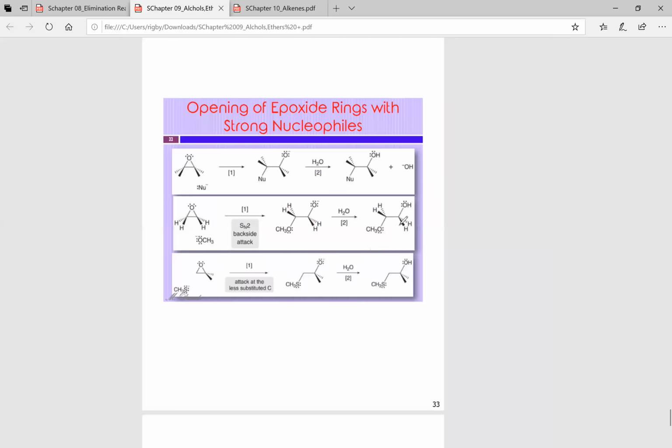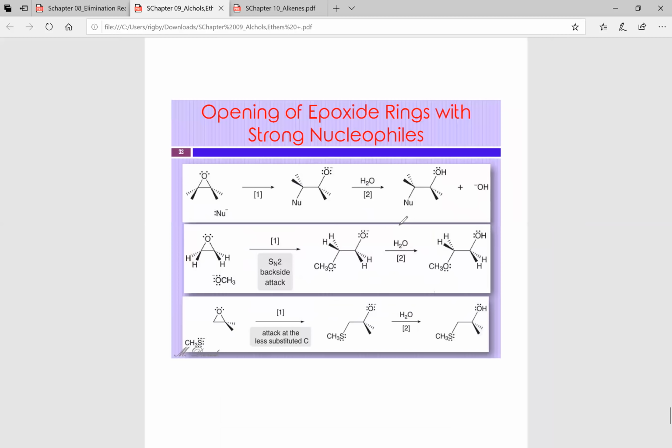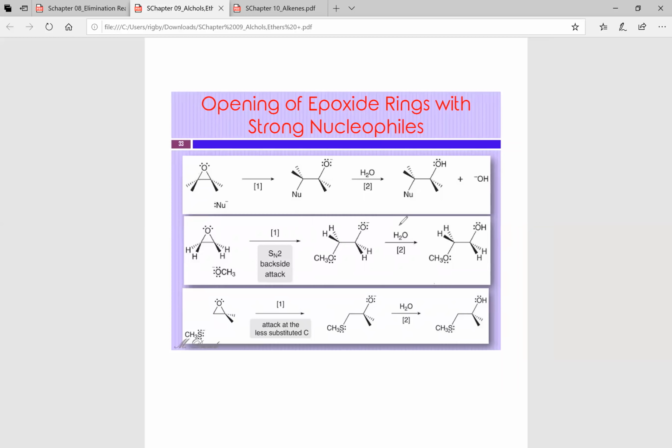So here comes one of the more important bits of this chapter, the opening of epoxide rings. The reason why this is so important is because the next chapter, Alkenes, chapter 10, has a lot of stuff to do with epoxides as far as adding OH groups to a double bond and that sort of thing. So there are two ways that we can open an epoxide ring.